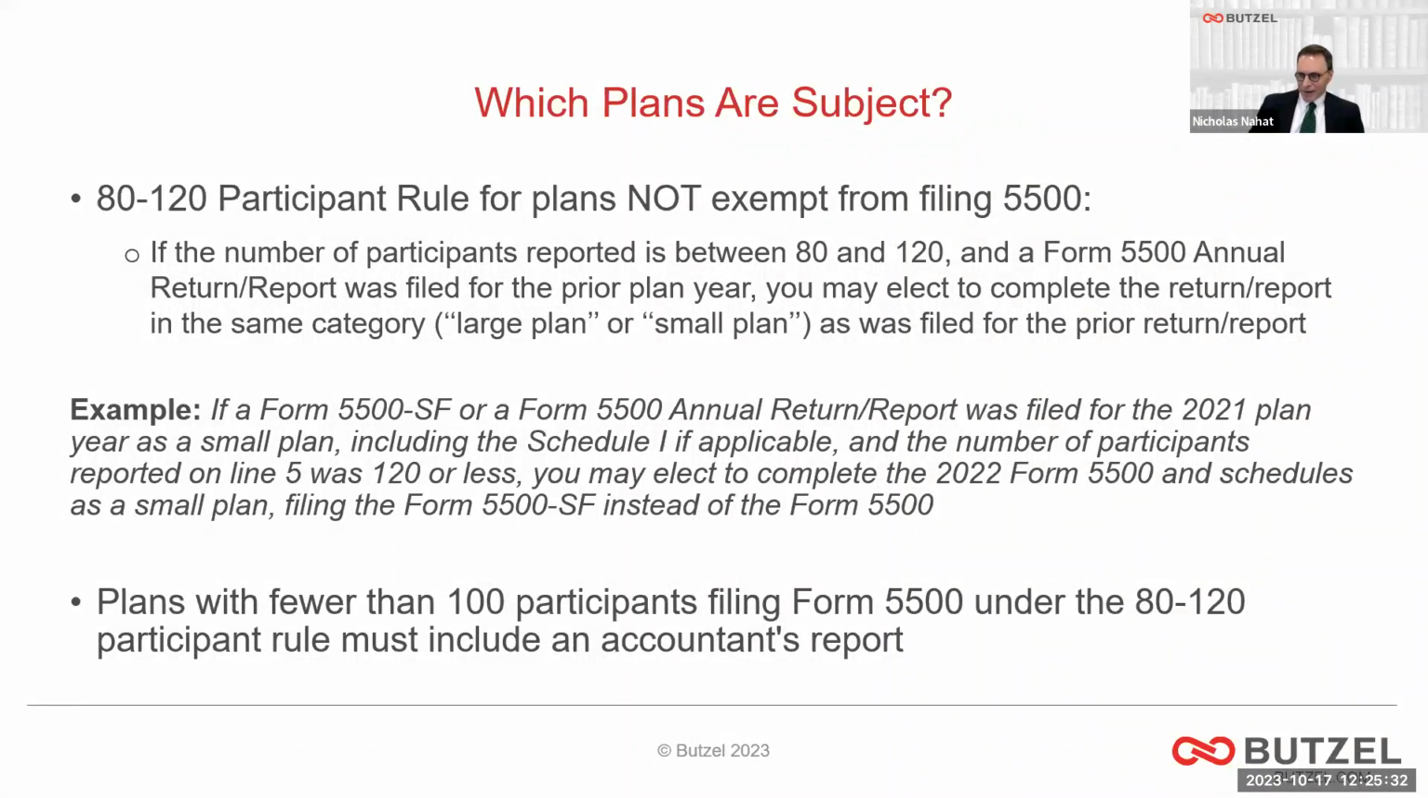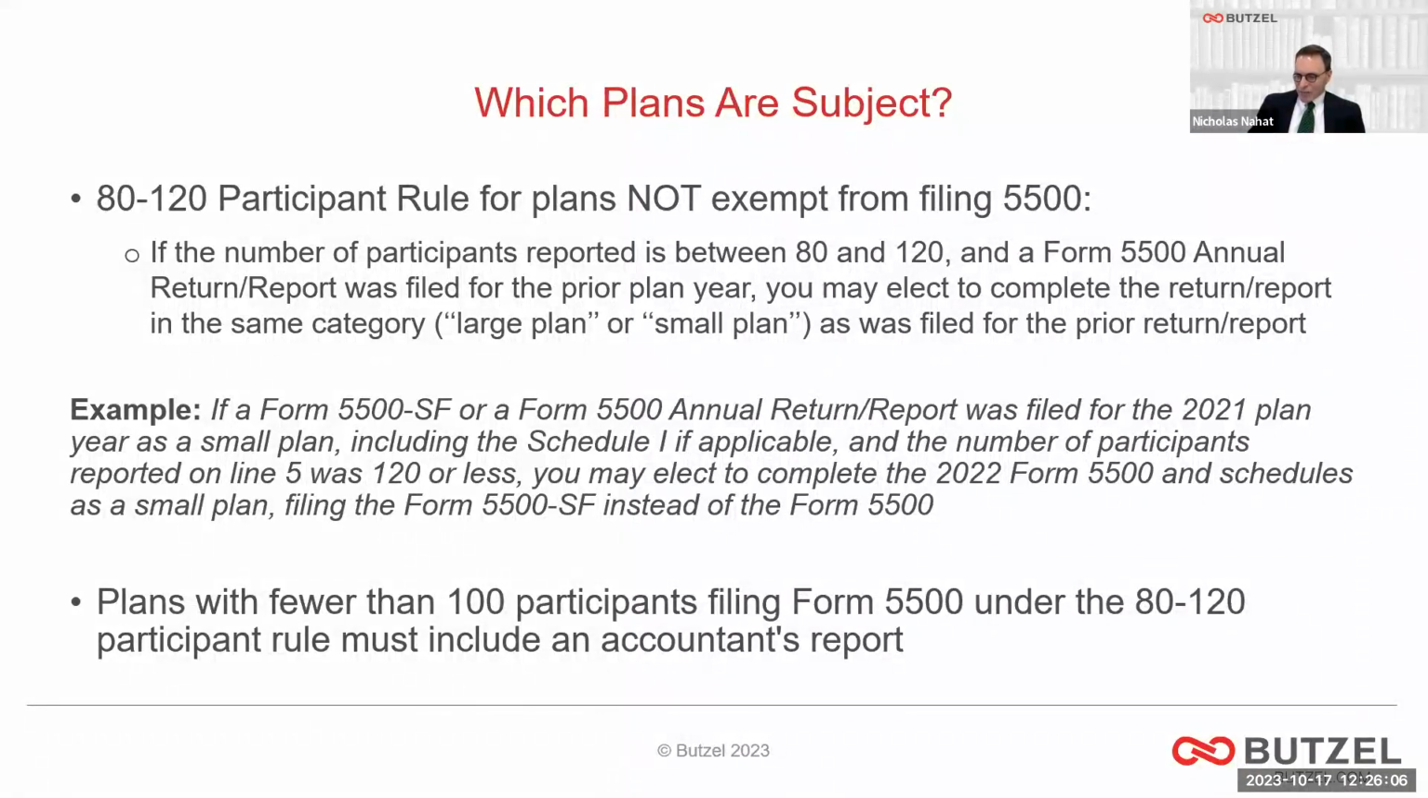Example, if a Form SF, the short form, or the full 5500 was filed for the 2021 plan year as a small plan, and then the number of participants reported was 120 or less, you might elect to complete the next year's plan, the 2022 Form 5500 and schedules, as a small plan, filing the SF instead of the 5500.